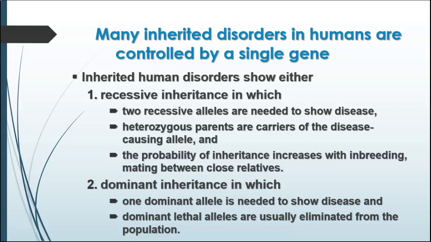There are a few disorders that show dominant inheritance. And so in that case, you only need one dominant allele to show the disease. And ones that are lethal, especially ones that are lethal at an early age, are usually eliminated from the population because they don't get passed on, since it takes a dominant allele to get that.